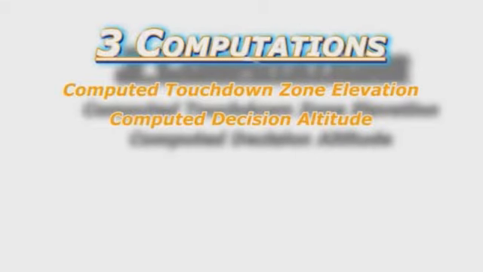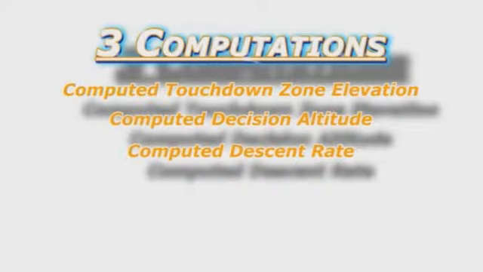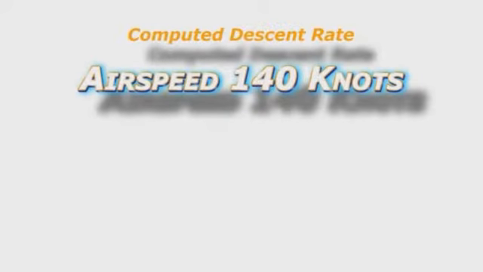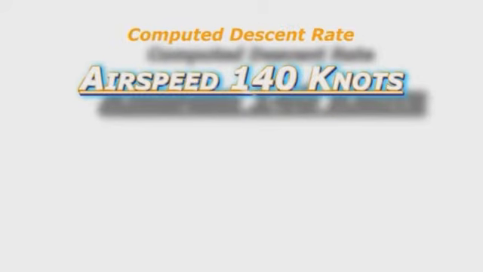Number 3, and the last, is computed descent rate. This one is a little more involved. Although an 800-foot descent works the majority of the time, it is still necessary to run this computation through your head. Start out with your target airspeed. Say this airspeed is 140 knots. Now divide this number by 2. In this case, that is 70.